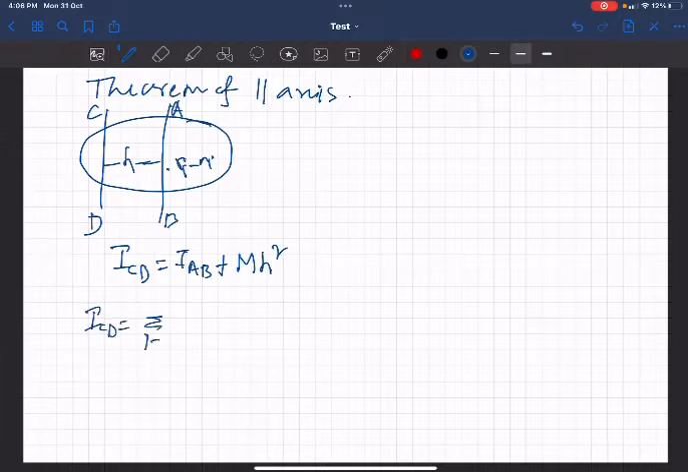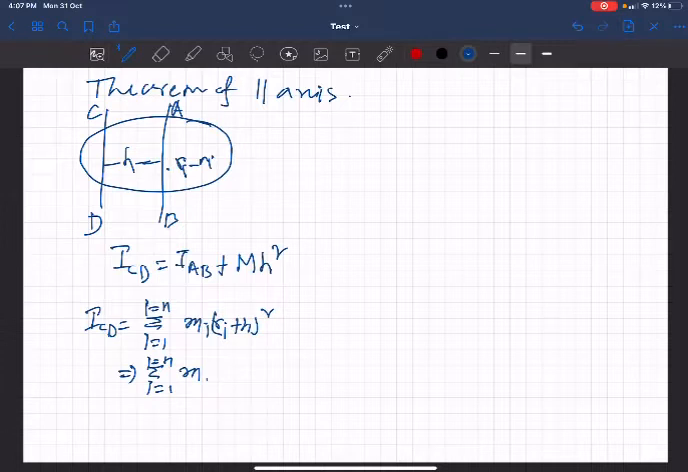The moment of inertia along the CD will be equivalent to what? Sigma i equal to 1 to i equal to n, Mi into (Ri plus h) whole square. So we'll expand it out. This comes out to be Ri square plus h square plus 2 Ri into h.